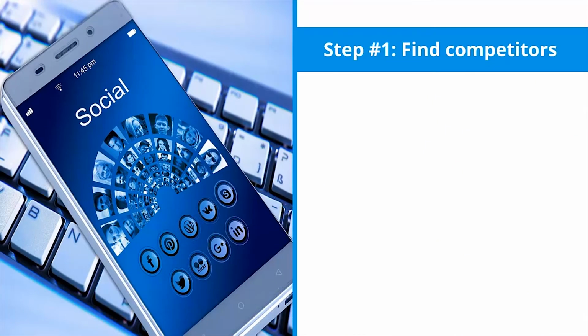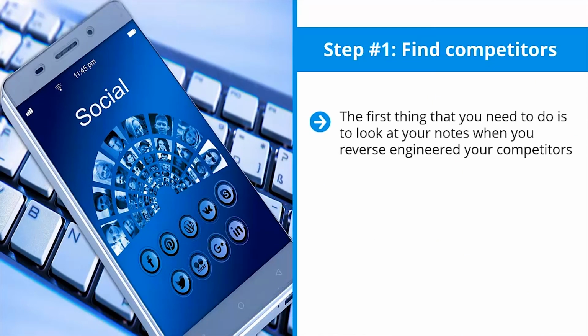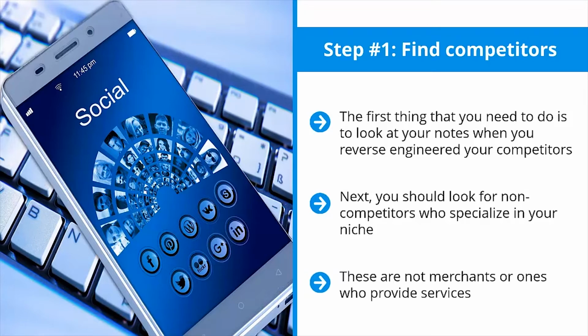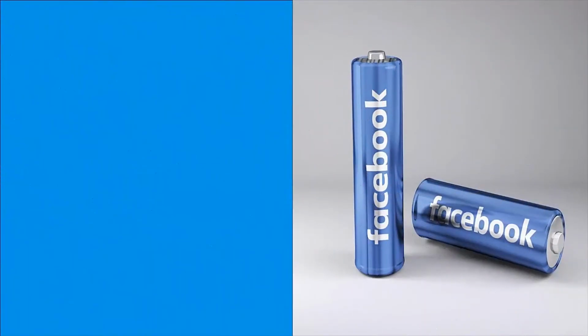Step number 1, find competitors. The first thing that you need to do is look at your notes when you reverse engineered your competitors. These people are in the same niche as you. After all, you studied them to get to the industry standard content strategy as well as page layout and design for your own Facebook page. Next, you should look for non-competitors who specialize in your niche. There should be quite a few of these. These are not merchants or ones who provide services. They're not competing for the same dollars as you. Instead, they cater to the same audience as you. Try to find as many of these as possible.